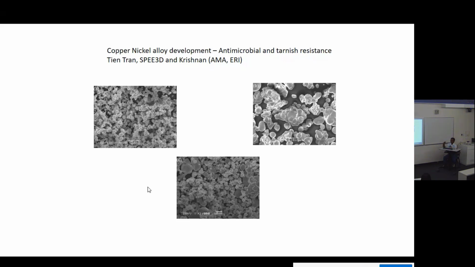So one idea is to use copper. Copper is well known to kill bacteria, but copper also gets tarnished very easily if you keep touching it. So the idea is now to look for a material that will have antimicrobial properties, but also doesn't get tarnished very easily. For that, adding nickel was one of the ideas. So you can have a good lustrous surface, but also have enough copper to kill the bacteria that may be present on the surface.